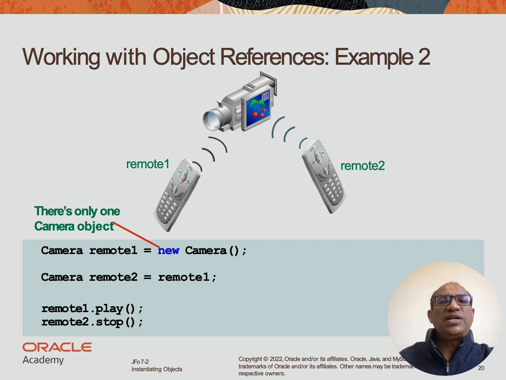The diagram shows another important aspect of how references work. In this example, a camera object is created with the reference remote1. This reference is then assigned to another camera reference, remote2. Both remote1 and remote2 references are associated with the same camera object. Calling methods using either reference affects the same camera object. Calling remote1.play is no different than calling remote2.play.